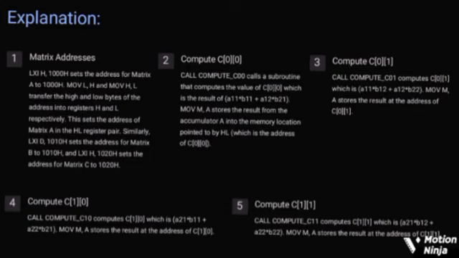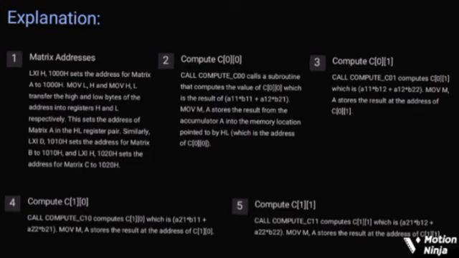The third step is compute C01. Call compute_C01 computes C01, which is A11 into B12 plus A12 into B22. Move M, A, store the result at the address of C01. Then the fourth step is compute C10. Call compute_C10 computes C10, which is A21 into B11 plus A22 into B21. Move M, A, store the result at the address of C10.